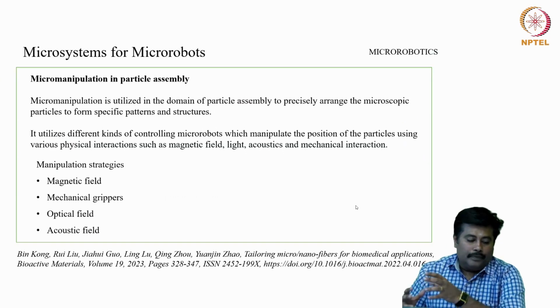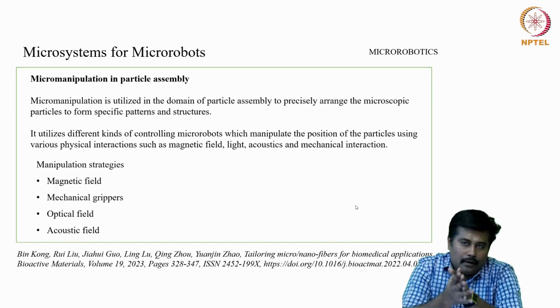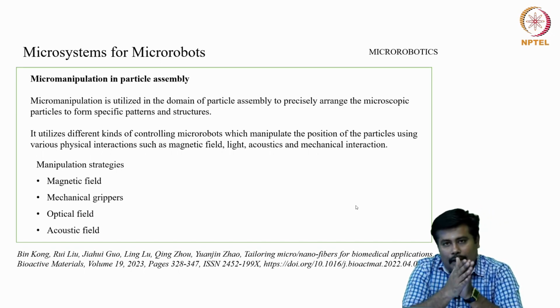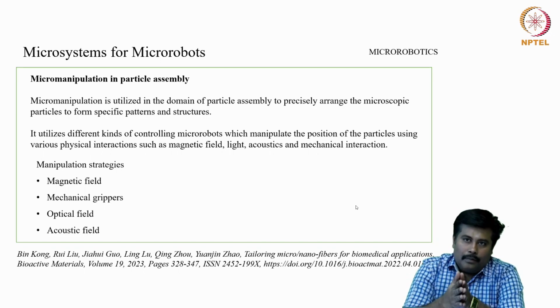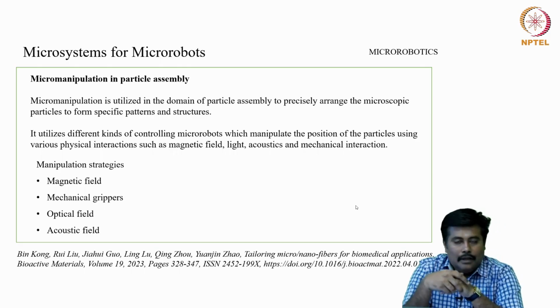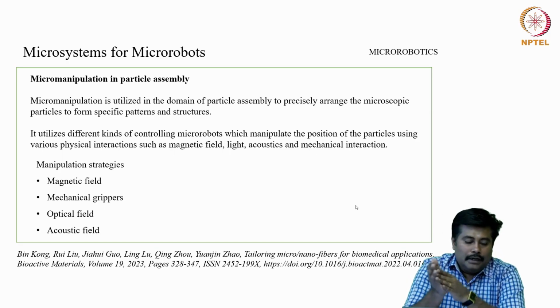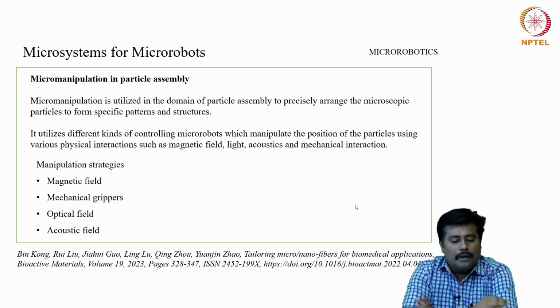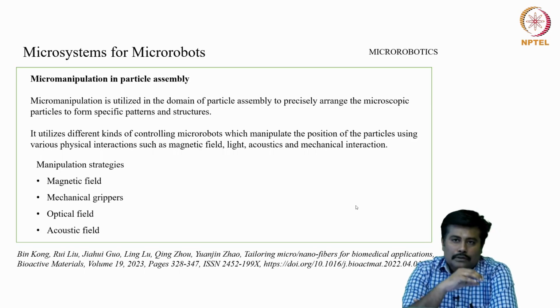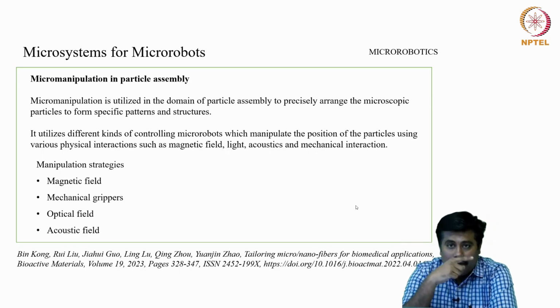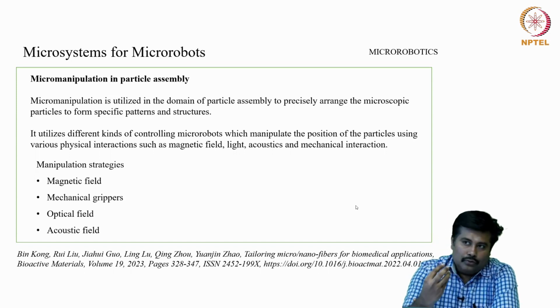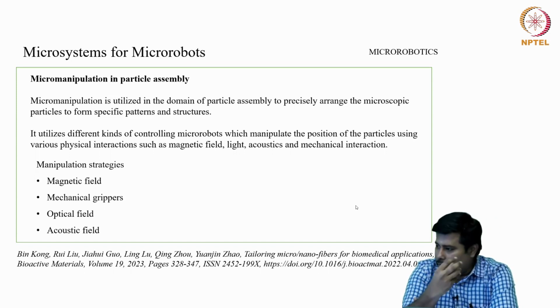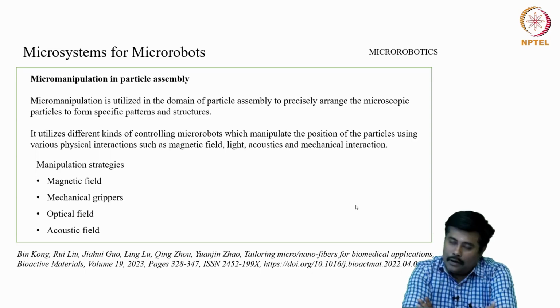Now, as a first part of micro manipulation, the first fundamental is particle assembly. Micro manipulation utilizes the domain of particle assembly to precisely arrange microscopic particles to form a specific pattern or structure. It might be a periodic structure, or a mechanism where we can have an arrangement, and through that we can solve particular problems.